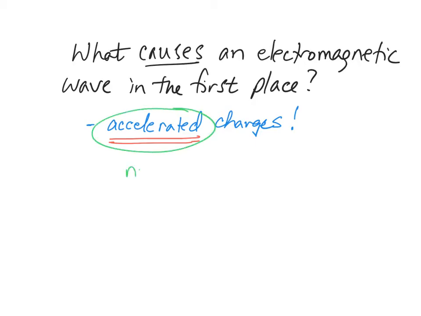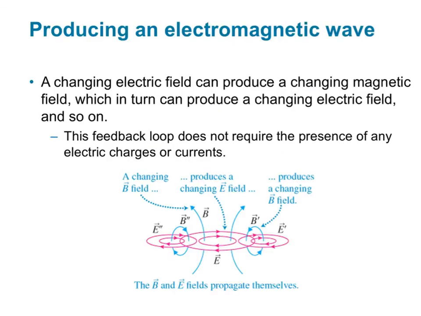It's not just a moving charge, and I'm going to write that down for emphasis, because we talked a lot in previous chapters about how a moving charge will create a B field. Well, that's true, but an accelerated charge will create an electromagnetic wave. So that's the genesis of the whole thing: the accelerated charge.